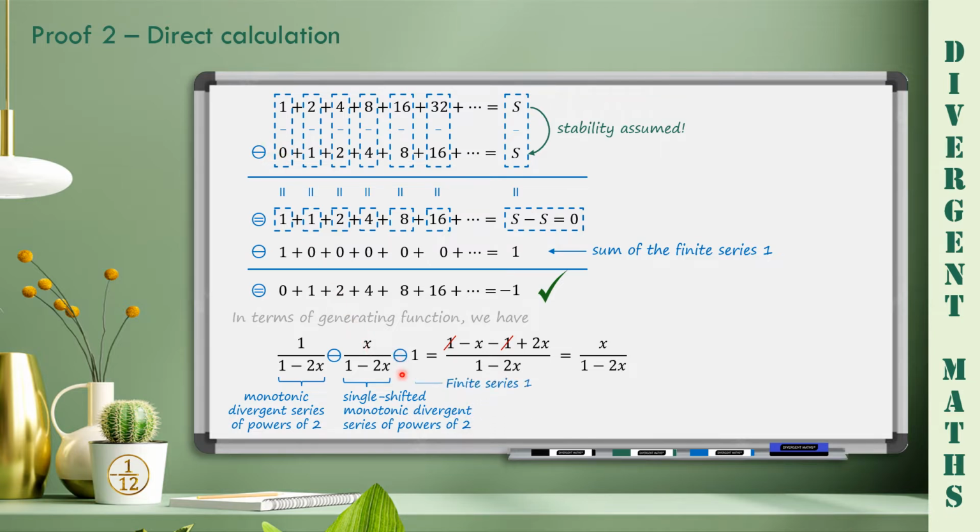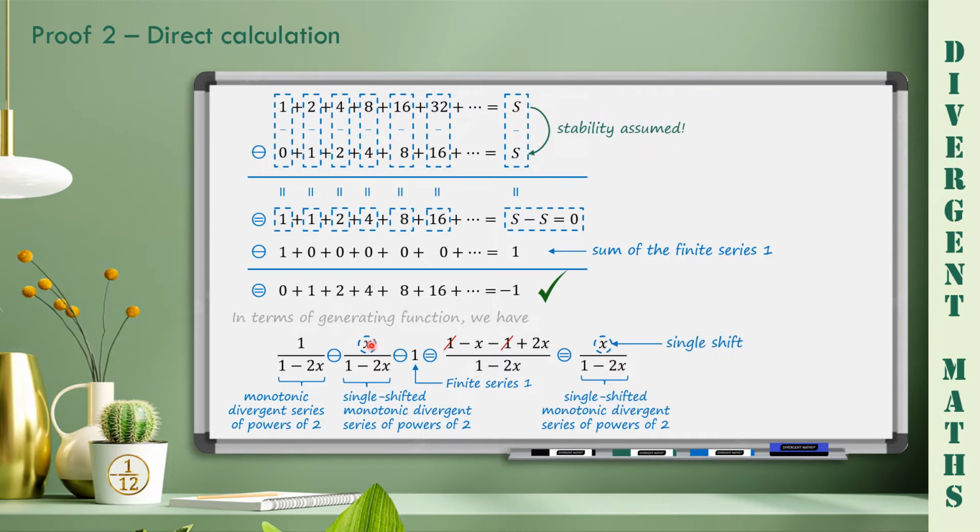Minus 1, which is, like we just said, the finite series of 1. This one, which is equal to 1. So when you see that number 1 here, we interpret it as 1 times x to the 0 power plus 0x plus 0x squared plus 0x cubed plus 0x to the 4th, etc. Then we do the algebra, and we get x over 1 minus 2x, which gets interpreted as a single shifted, again the x on top at the numerator, monotonic divergent series of powers of 2.